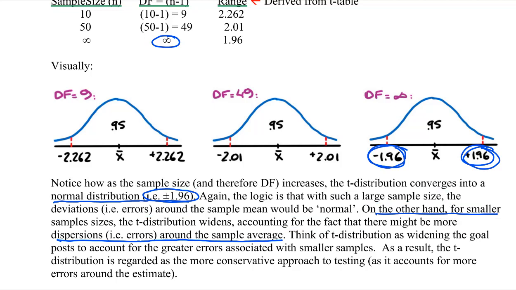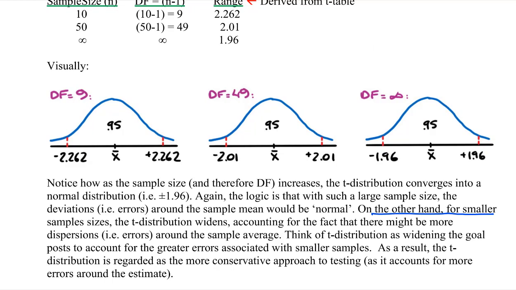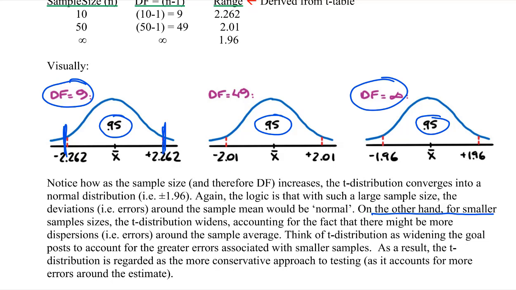Now we touched on this, but let's just look at it again. Look at the difference. And this is really important from a logical point of view. In all the cases, we're constructing a 95% range around the sample mean. But when your sample size is small, we need wider goalposts because there's a lot more error. But when the sample size is large, then we can afford narrower goalposts, indicating that there's less errors around our estimate because the sample is getting larger.